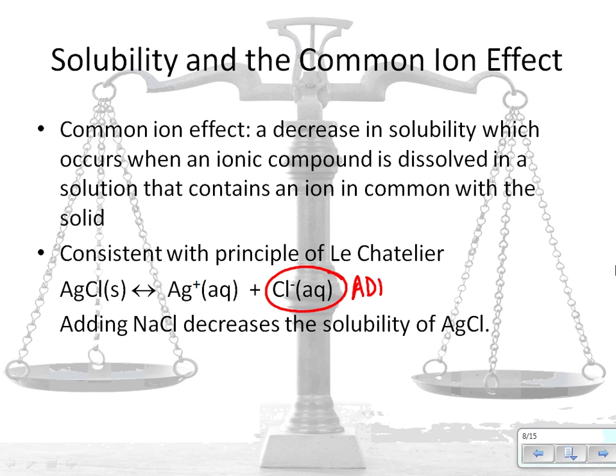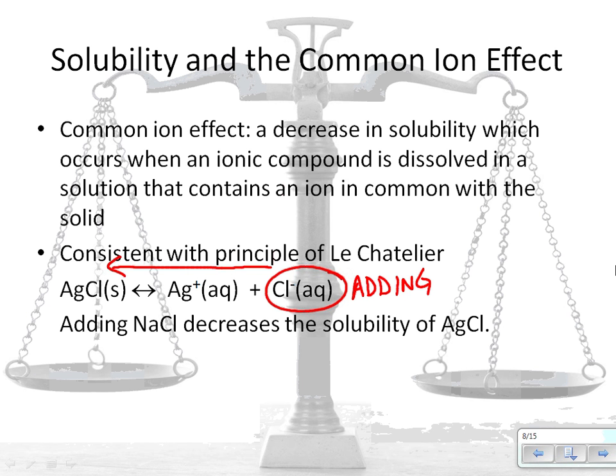I'm adding this. So what does that mean? That's my common ion, so the common ion effect. If I add that, I'm going to create more product, right? I'm going to shift that way. And that in effect decreases the solubility of AgCl because now I'm making more solid, so less of it will dissolve in water. That means my solubility is decreased.